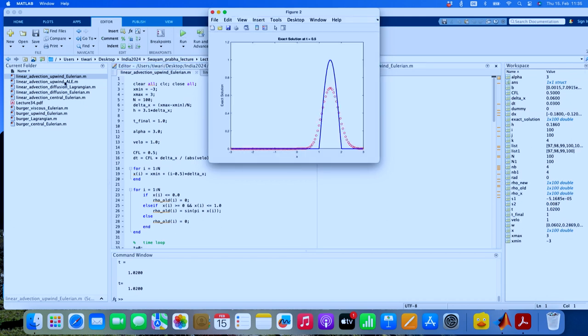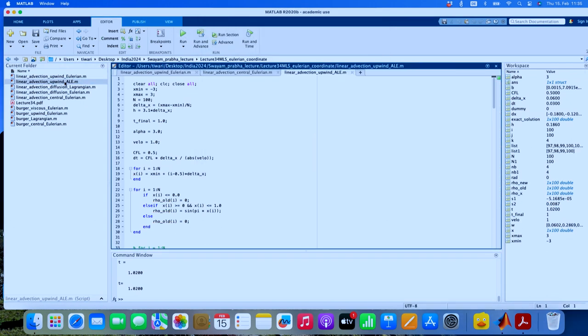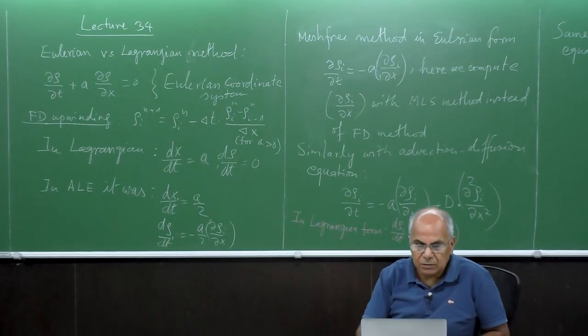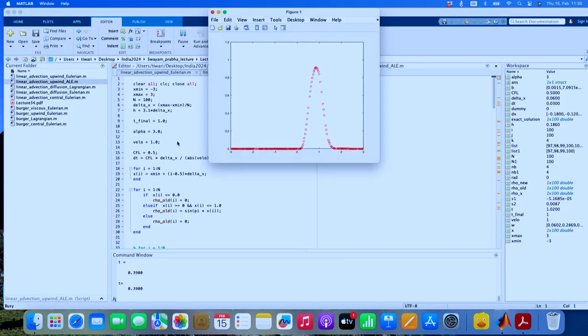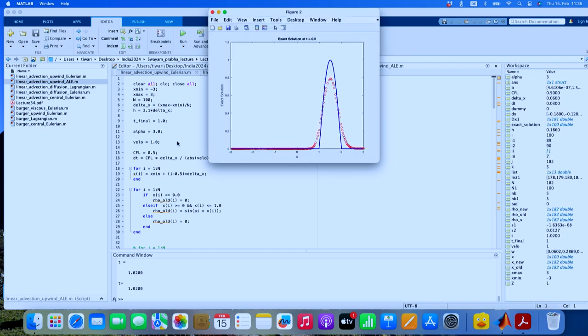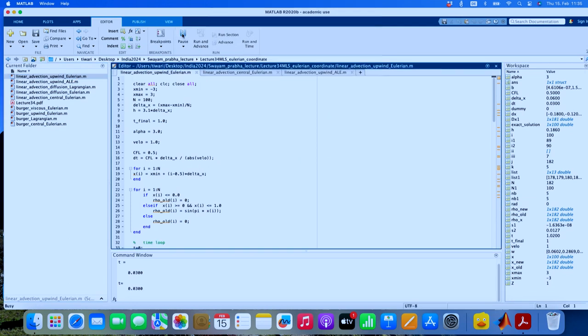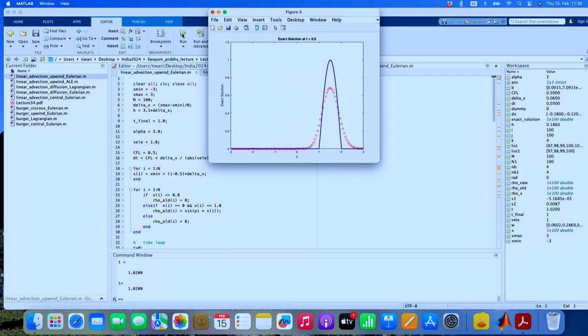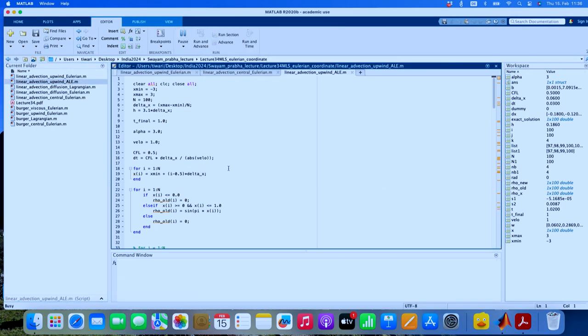Now if we look at the linear advection with the ALE, we get almost a similar solution. It is the same whether you use the upwinding Eulerian or the ALE formulation. Maybe here you see the ALE formulation has a little bit of deviation. Let's take that the numerical height is around the y value 0.80. Just check this one.